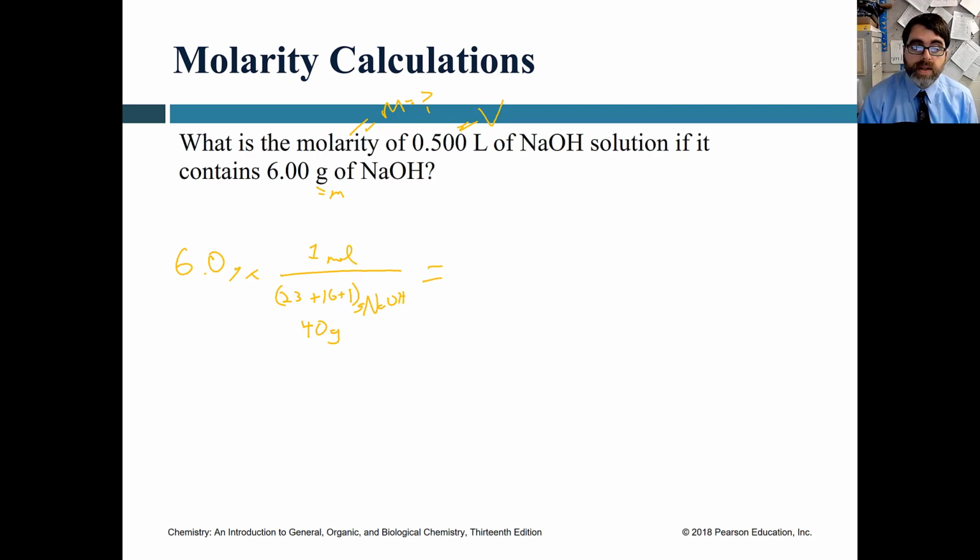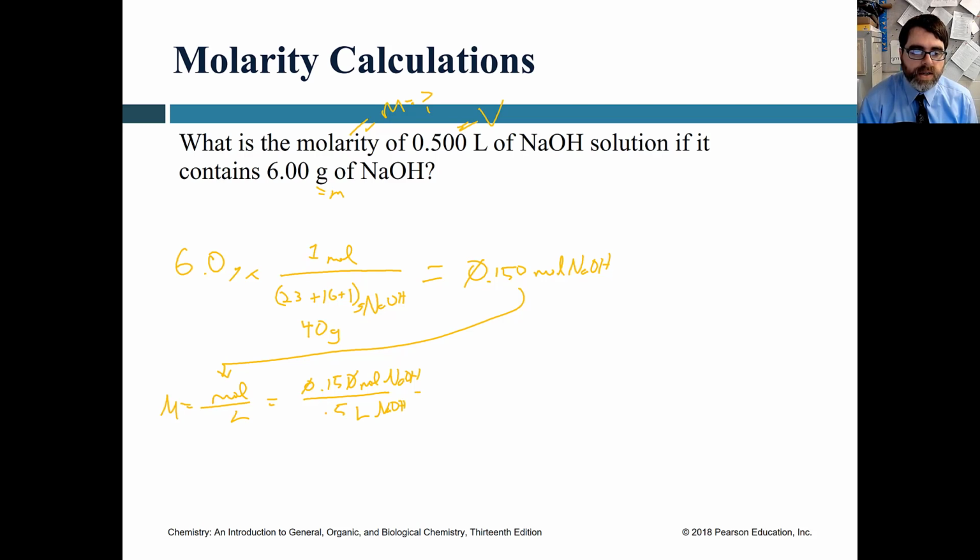We could stop right there, get a numerical answer, and it's 0.150 moles of NaOH, and then plug that into the equation from the prior one that says molarity is equal to moles over liters, and so then we have 0.150 moles of NaOH over 0.5 liters of NaOH, and then that gives us 0.300 with our sig figs molar NaOH solution.